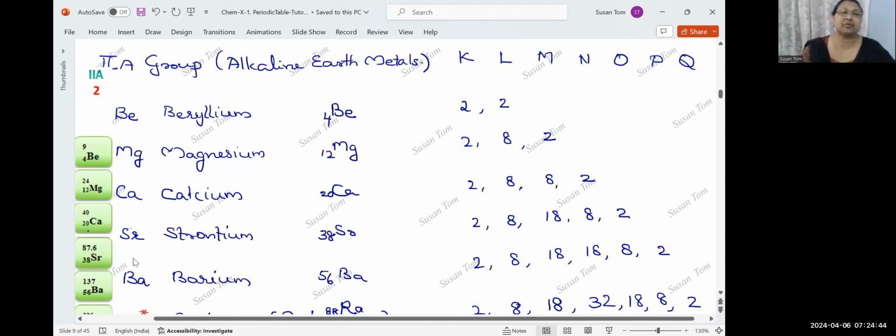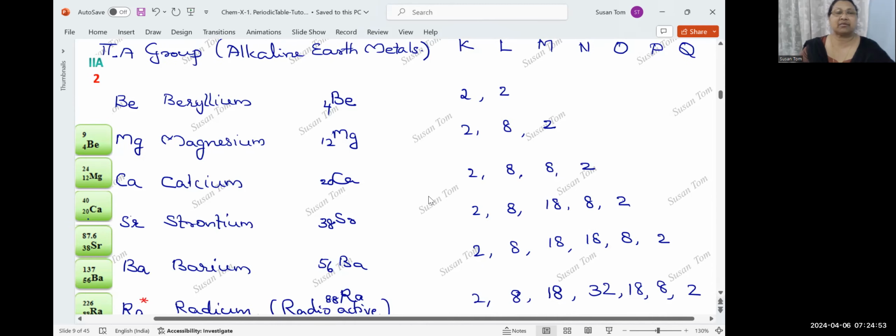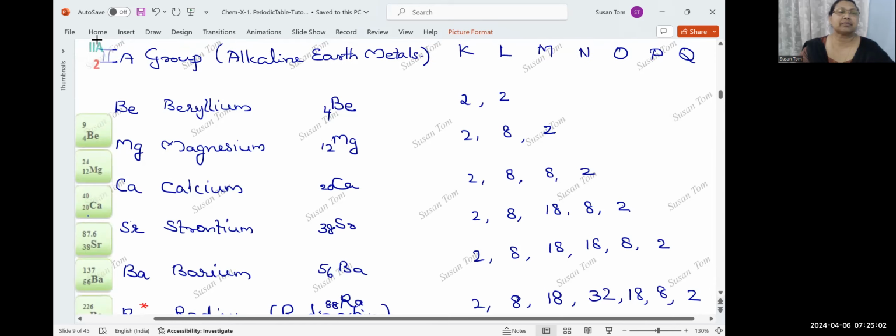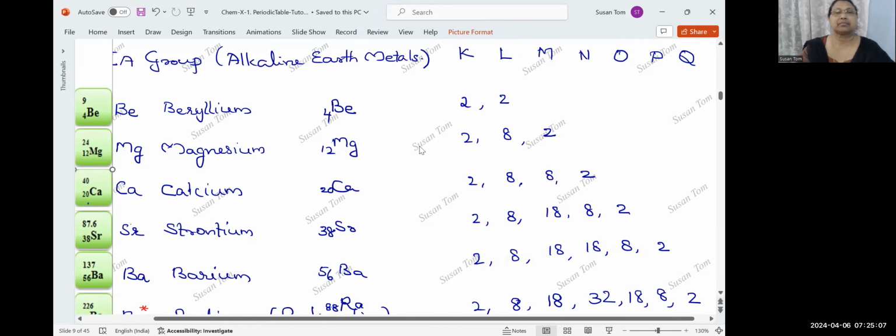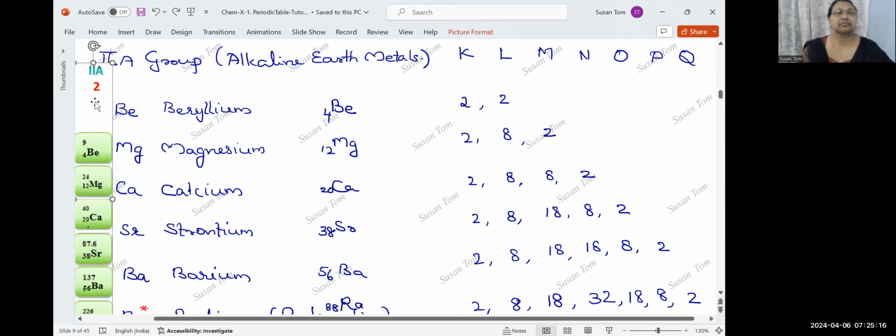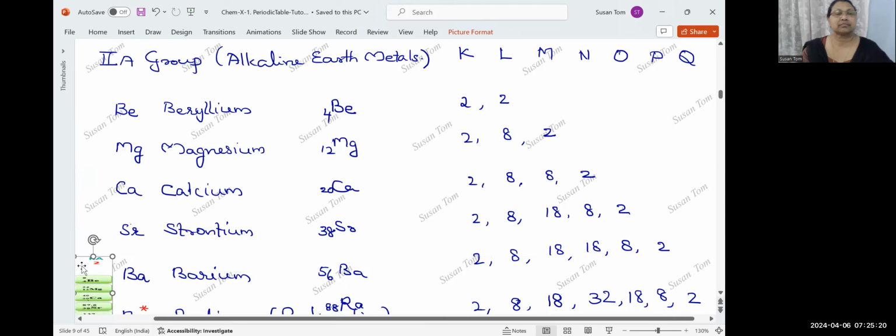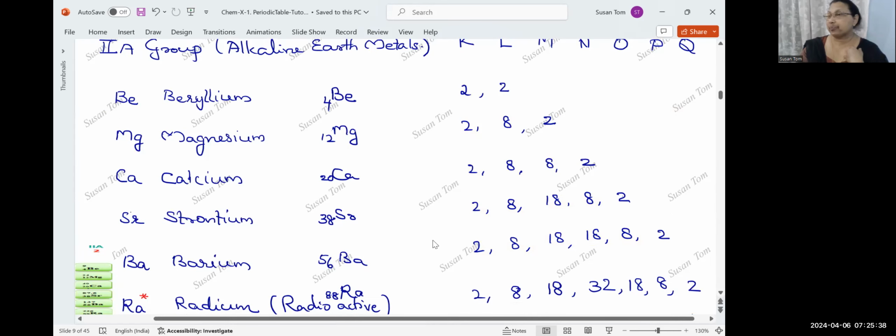So the second group coming is group 2A. The 2A group elements are called alkaline earth metals. In the same way, note down their configuration. Beryllium, with my spelling, BERYLLIUM. Radium is not to be written there, that is radioactive. Then barium.